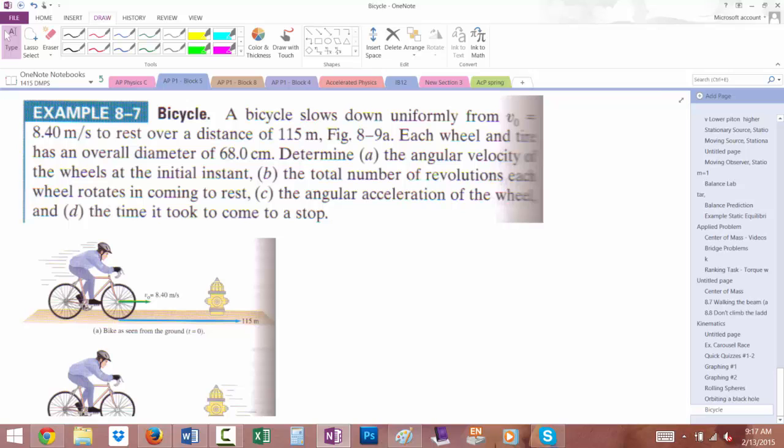Each wheel has an overall diameter of 68 centimeters. Part A says to determine the angular velocity of the wheel at the beginning. Part B asks you to find the total number of revolutions each wheel rotates in coming to rest. C asks for the angular acceleration, and D asks for the time. Probably won't get through all of this right now, but I want you to give it a shot. Get started. We'll finish with this one next time. Bye.